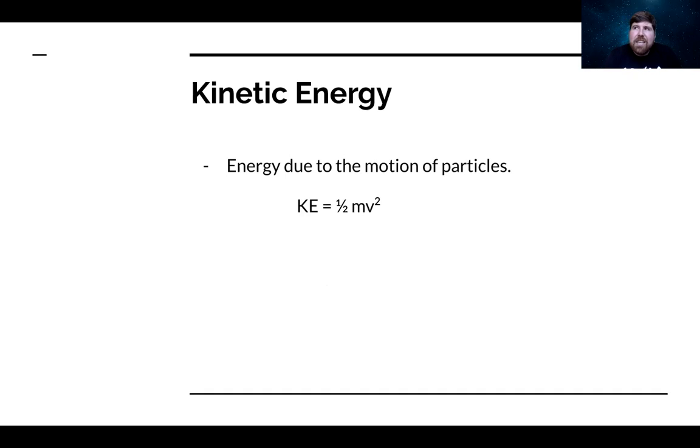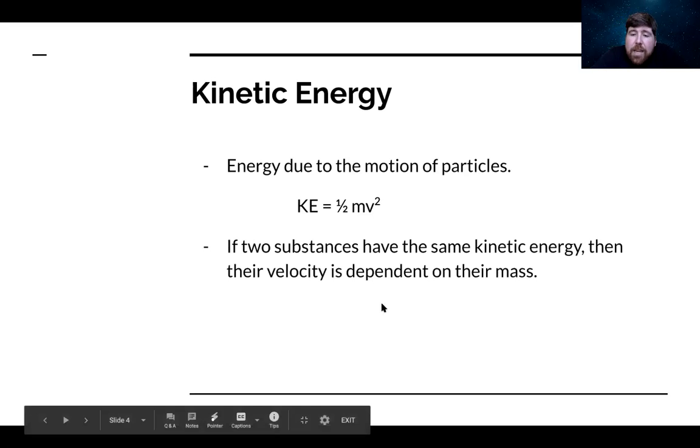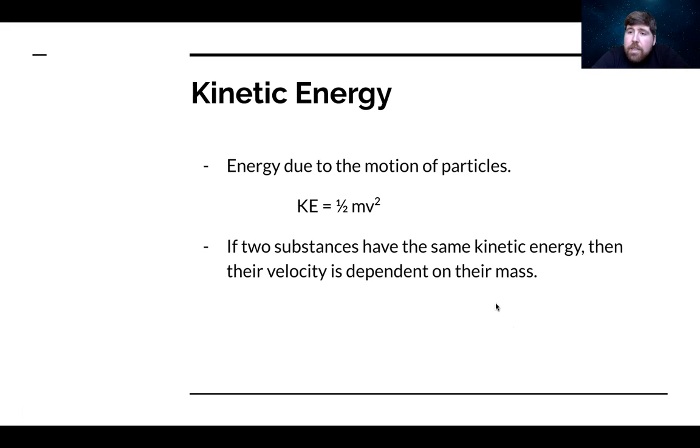But at the end of the day, that's kind of pointless in the world of chemistry because if I have a sample of particles, I have an uncountable number of particles. And generally speaking, they're moving so fast and they come into collision so often that if you were to manage to determine the kinetic energy of that single particle, it's almost definitely going to change a few seconds later. If two substances have the same kinetic energy, then their velocity is dependent on their mass. The heavier particles tend to move slower. Lighter particles tend to move faster, especially if they're at the same temperature.